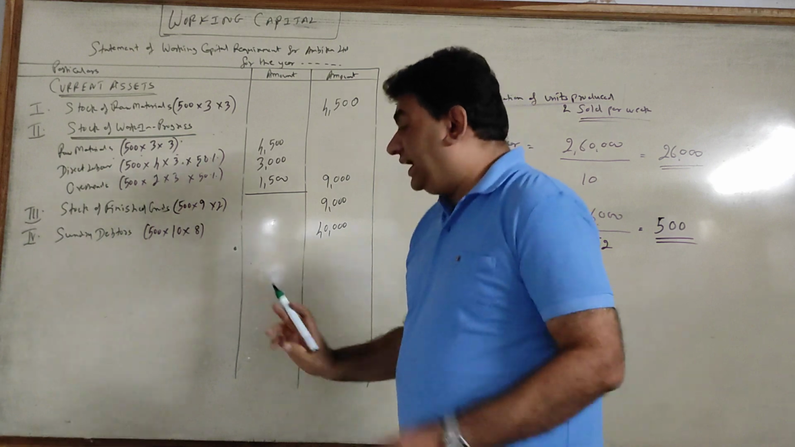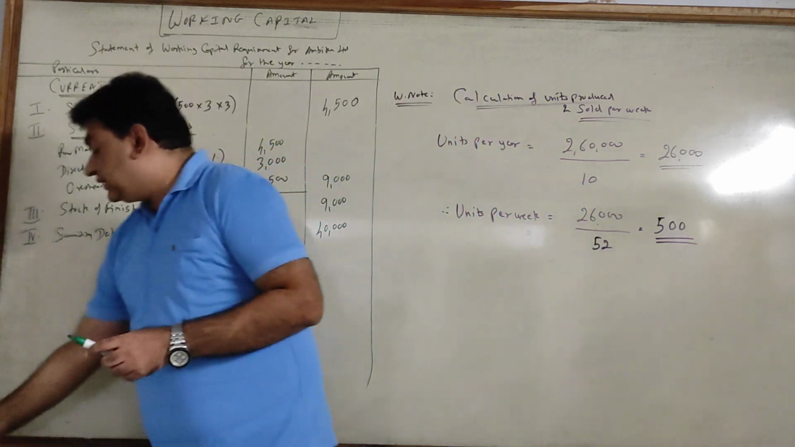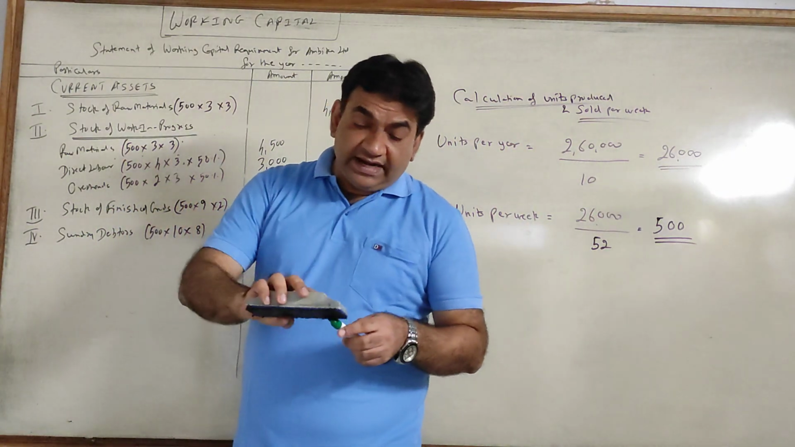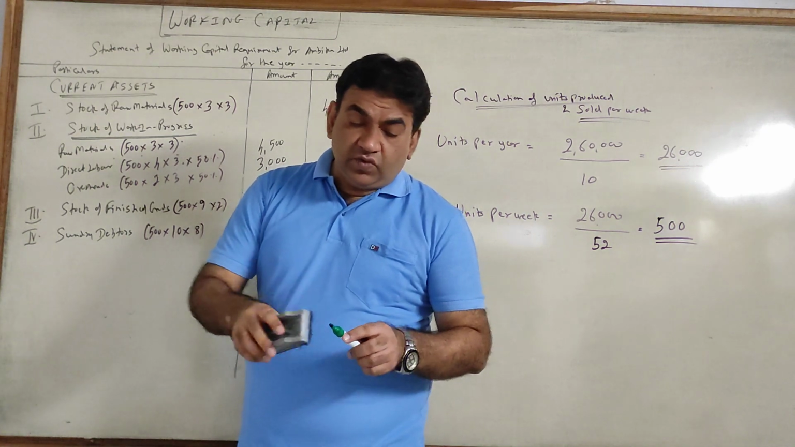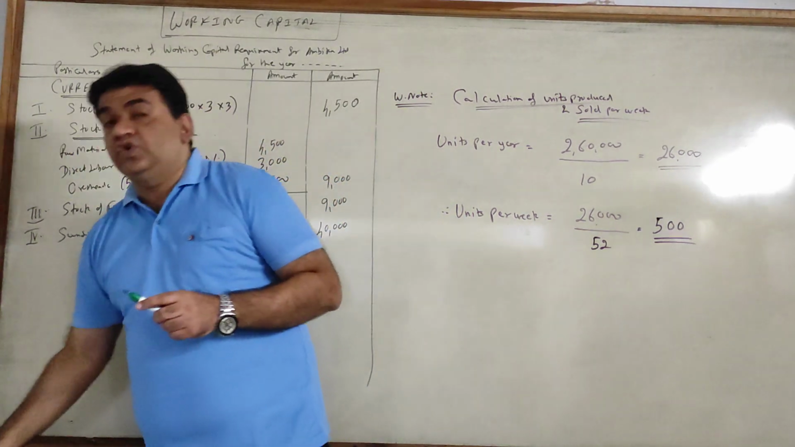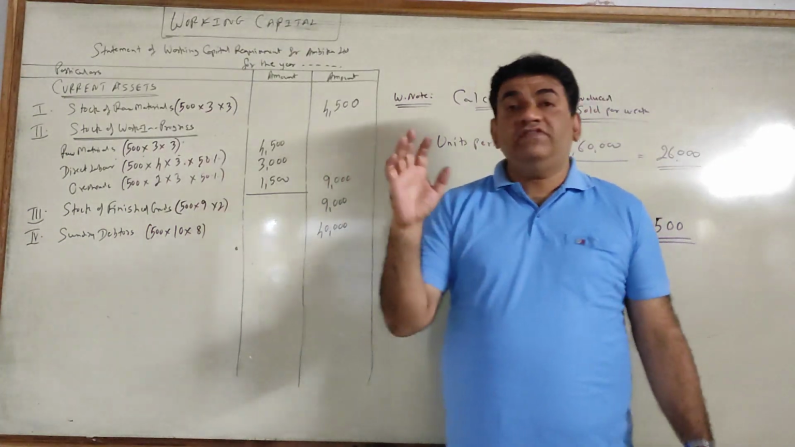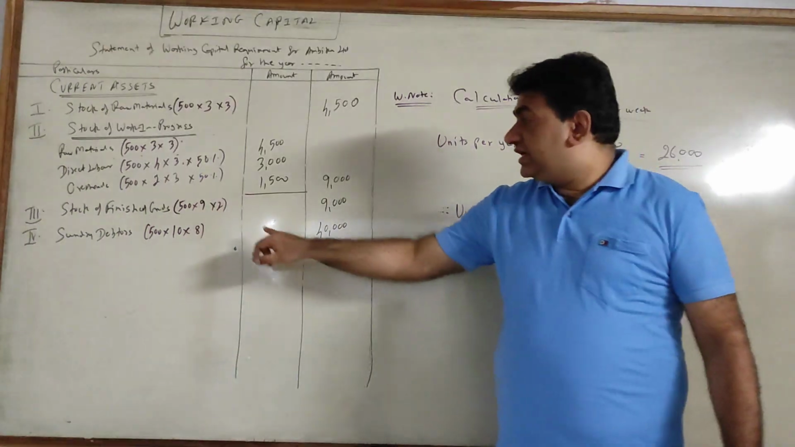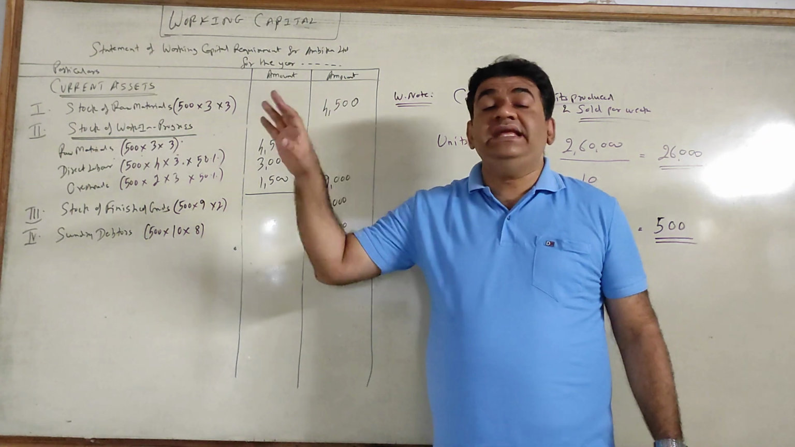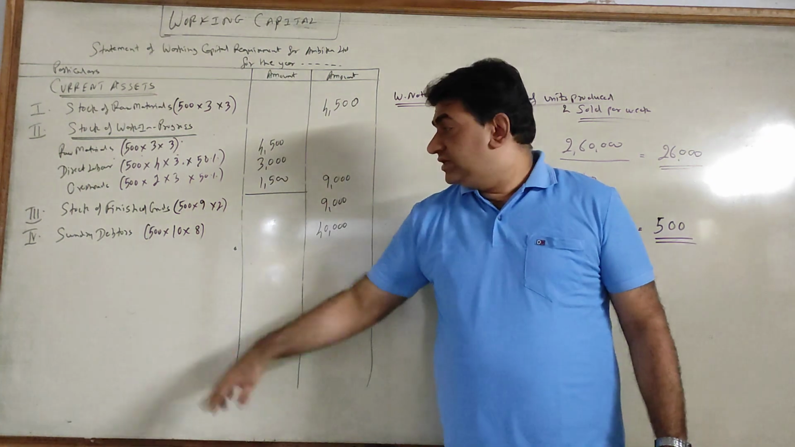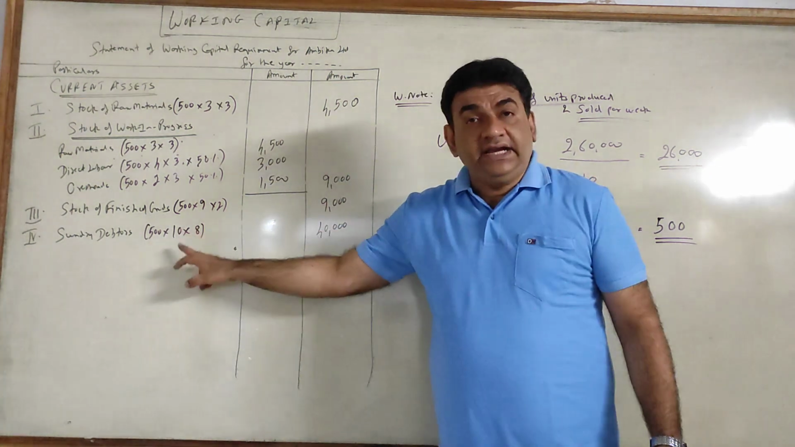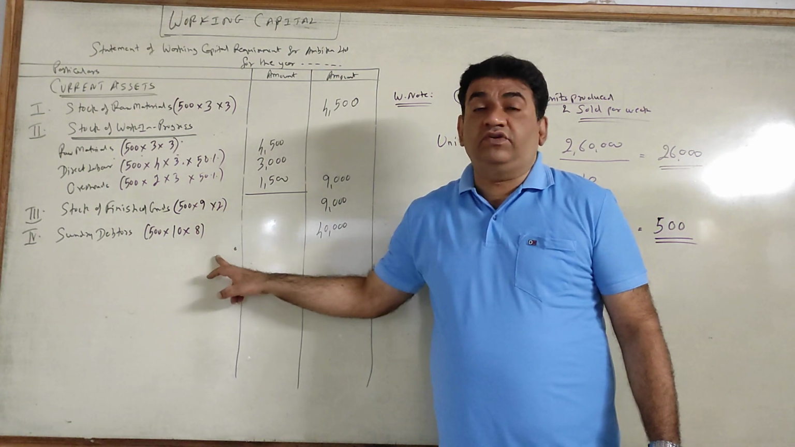5,000 into 8, that is 40,000. Clear guys? Debtors are the people to whom we sell goods. So that much amount, and when I say debtors, you always sell on credit only. So credit period is 8 weeks, so my money gets blocked for 8 weeks. So number of units into selling price into number of weeks.